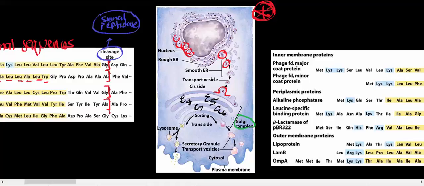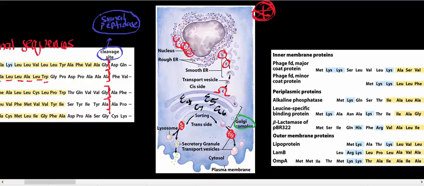And once that occurs, then you have essentially the protein packaged once again in a vesicle. So here's another vesicle that has the modified protein. Here's another vesicle that's budding off that has the modified protein. So the idea is that you have the protein inside these vesicles, and it will go to some location.